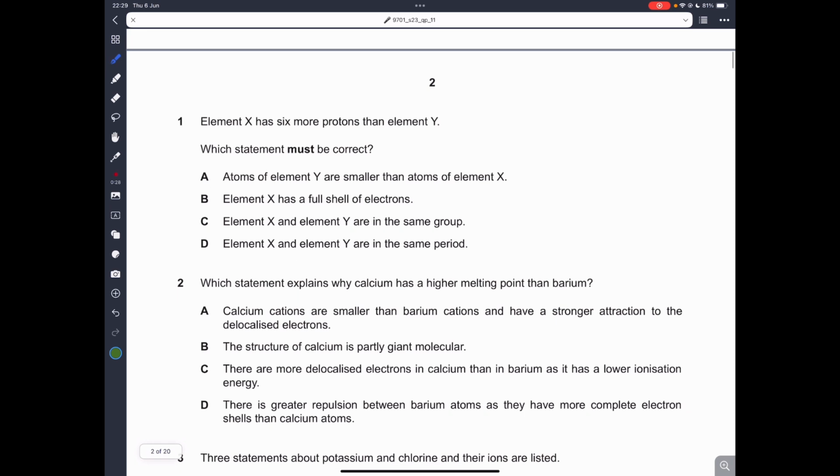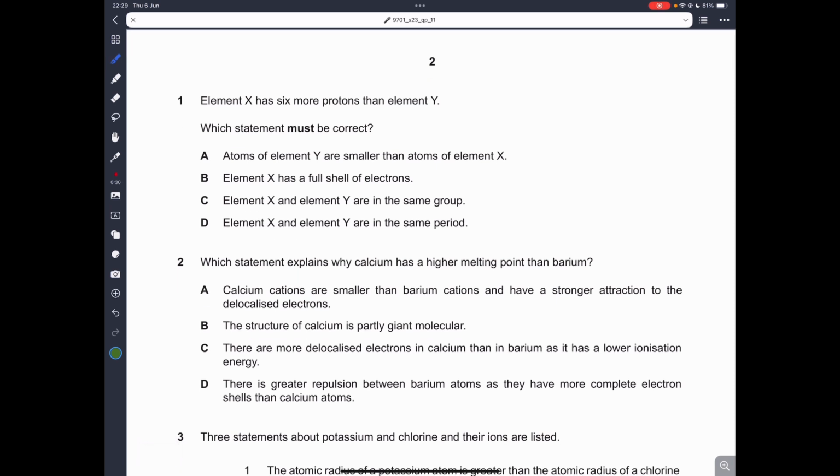Question 1. Element X has 6 more protons than element Y. Which statement must be correct? So we know from the given information that X has 6 more protons than element Y. Okay, so we know this. Which statement must be correct? So let's look at the options.